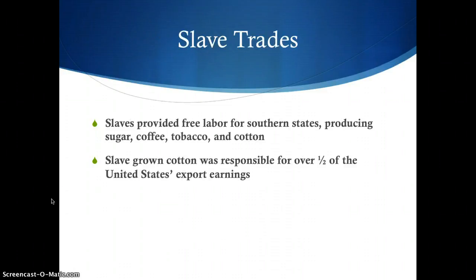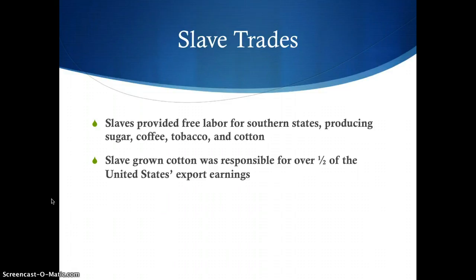Slaves may have played a bigger role in the Industrial Revolution than the immigrants, mainly because slaves were not paid for any of the work that they did. Many of the southern states were able to obtain slaves to do most of their farm labor, which led to a large production of cotton in America.